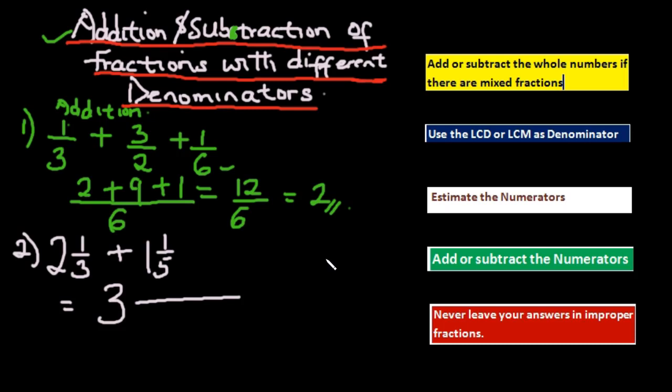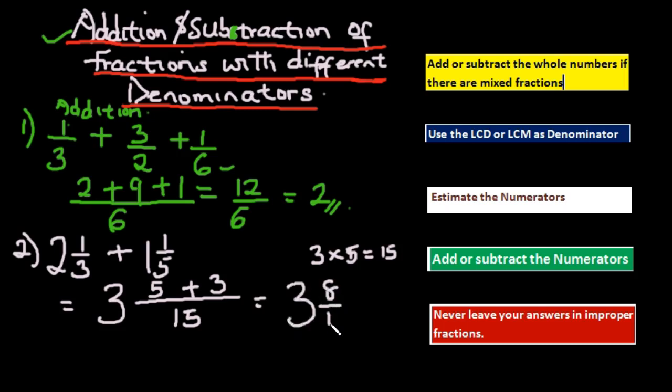The first thing you can do by default is just to say 3 multiplied by 5, and this is 15. We can use 3 multiplied by 5, because I don't think there's any other number less than 15 that 3 can go in and 5 can go in. So we can have 15. Now, estimating the numerators, how many times can 3 go in 15? That's 5. 5 multiplied by 1 is 5. Plus 5 in 15 is 3. 3 multiplied by 1 is 3. So we have 3 whole number, 8/15.